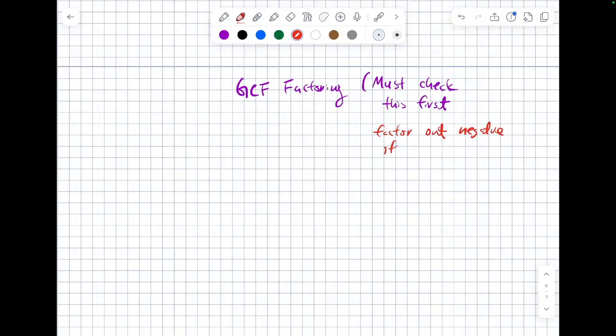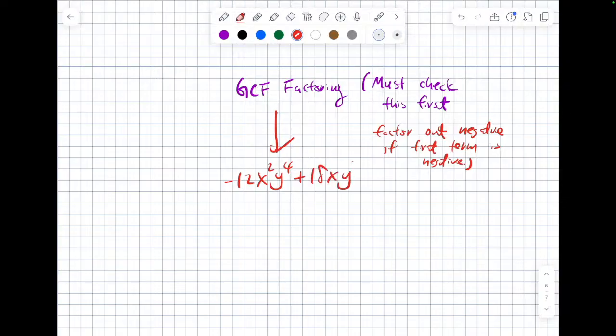Also something I would like you to know: factor out a negative if the first term is negative. For example, you guys should know how to factor this: negative 12x squared y to the 4 plus 18x y to the third. So what is the GCF here between those two? This is a harder GCF question. So what can I factor out here?